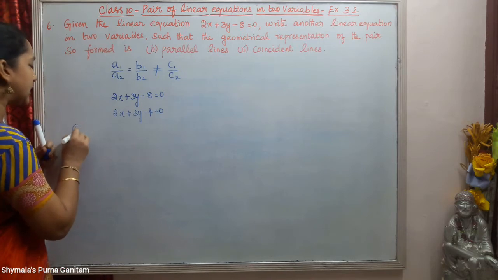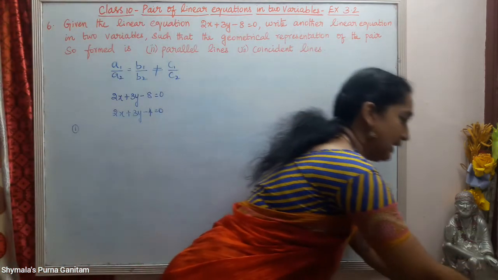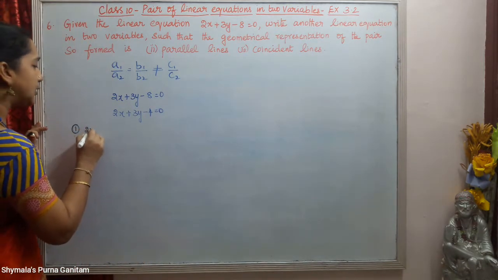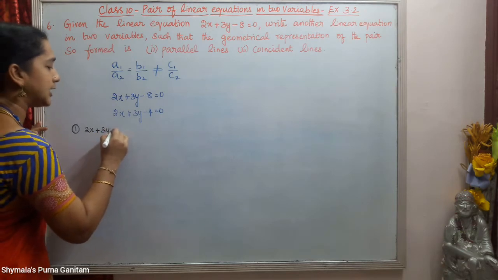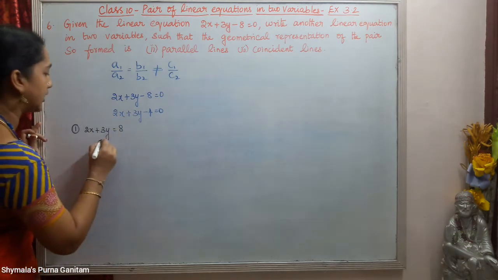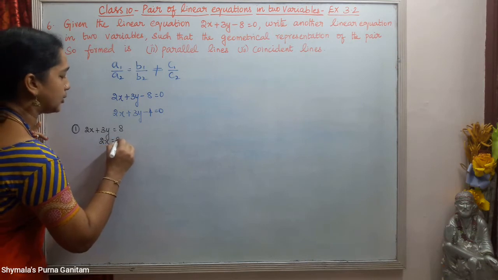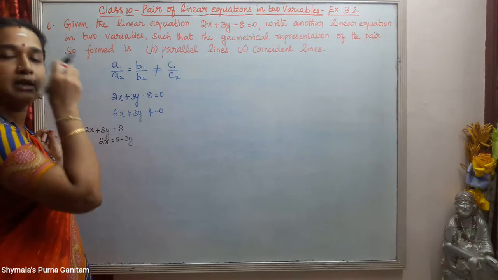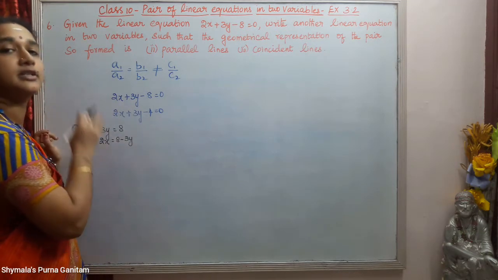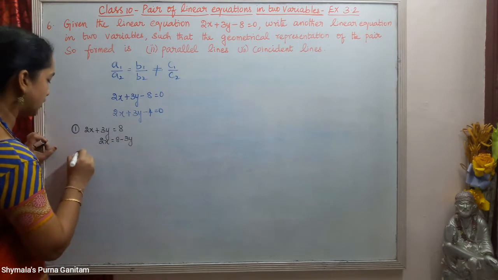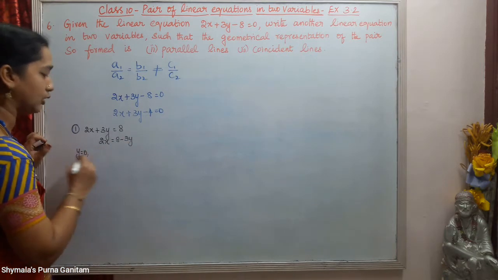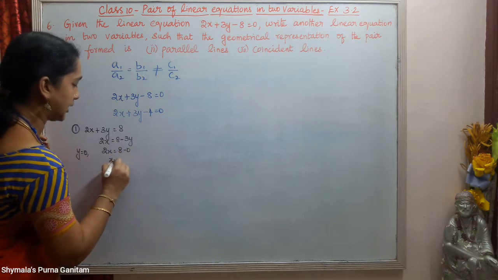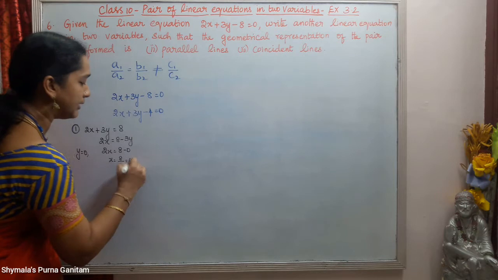So for that, first I will take the first line, 2x plus 3y is equal to 8. This is the first line. So 2x is equal to 8 minus 3y. So here I have to take any y values and substitute it such that I will get the x value. So I will take the y value as 0 first. So 2x is equal to 8 minus 0. So x is equal to 8 by 2. My x value will be 4.